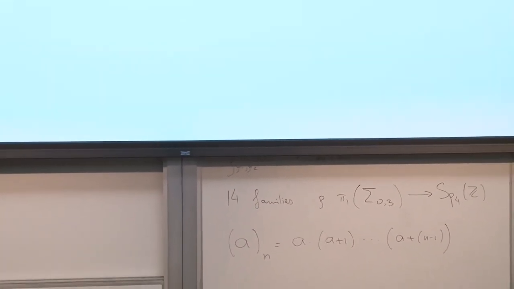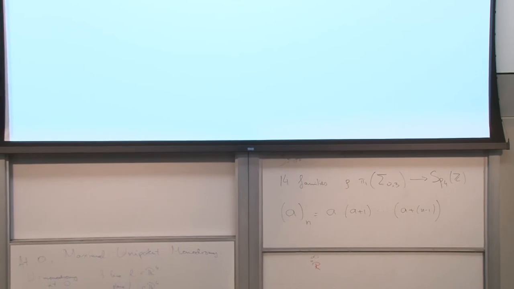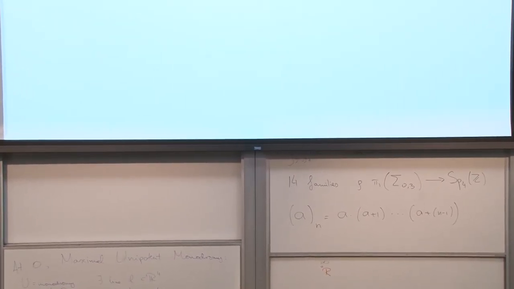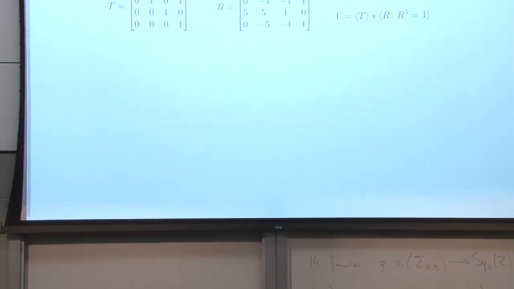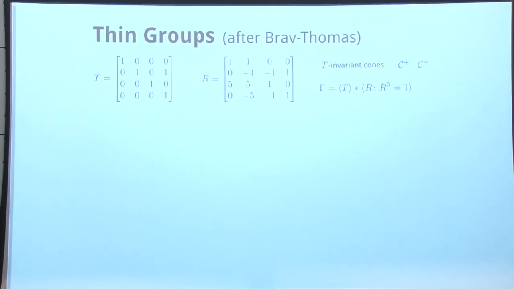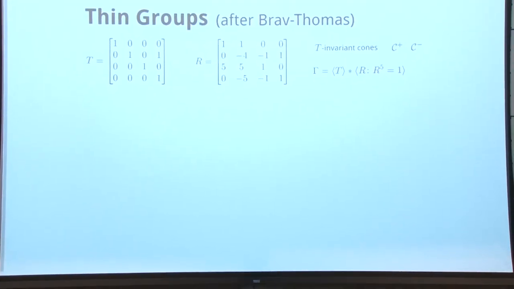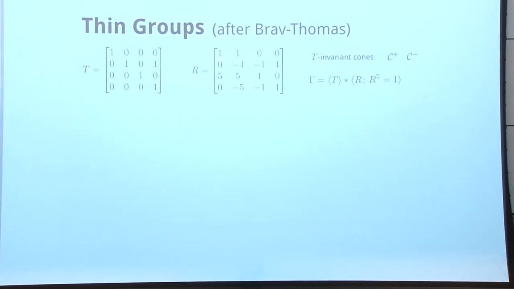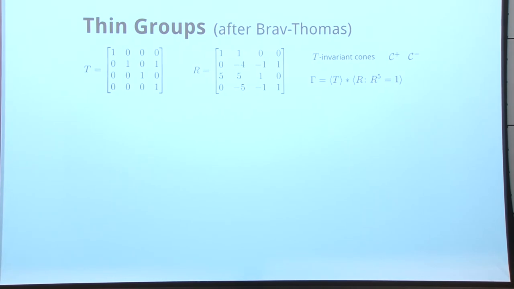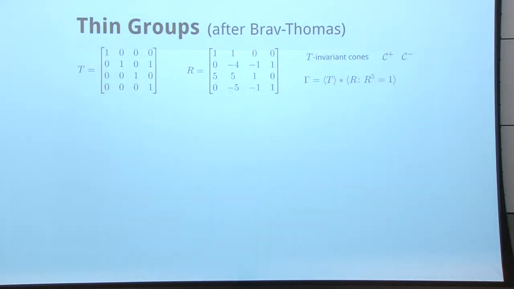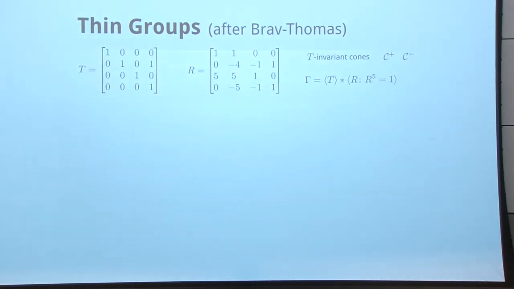So these are two explicit matrices, and what Brav and Thomas show is that there are two cones, C plus and C minus. They're invariant by T. If you apply T to C plus, C plus is the attracting cone for T, and C minus is the repelling cone for T, so it's the attracting one for T inverse. Using a standard ping pong argument, you can check that gamma splits as a free product of a free group generated by T, and R, which turns out to be a finite order matrix in this case. You can just check by ping pong that you get a free product of this type.